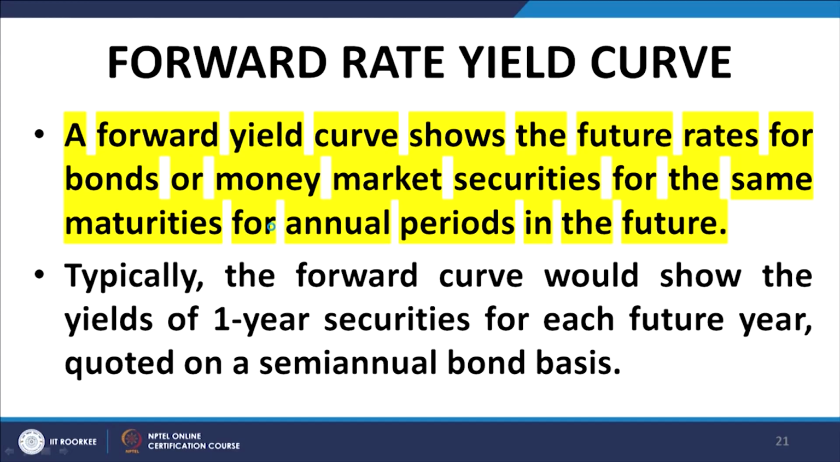The forward rate yield curve. The forward rate yield curve shows the future rates on bonds or money market securities for the same maturities for annual periods in the future. So, suppose you take a maturity of 1 year, the forward rate yield curve will give you the rates for a loan say from T equal to 1 year to T equal to 2 years, and then from T equal to 2 years to T equal to 3 years, T equal to 3 years to T equal to 4 years, and so on. The rates would be plotted corresponding to these years. Now, here I have taken the maturity of the loan to be 1 year.